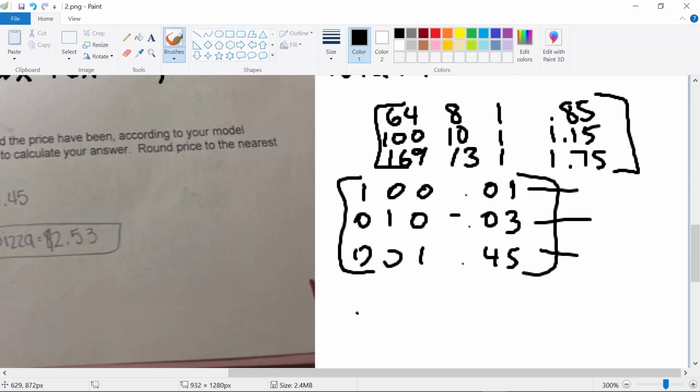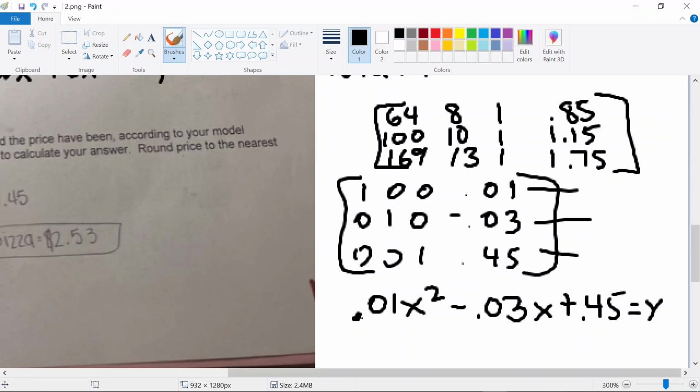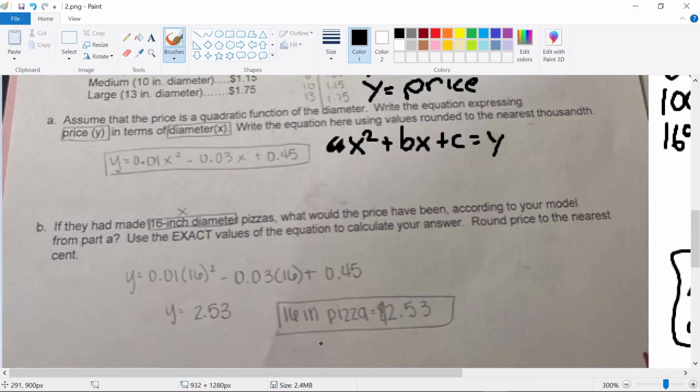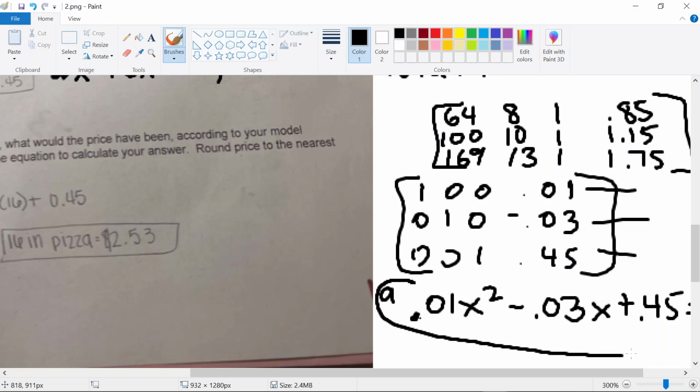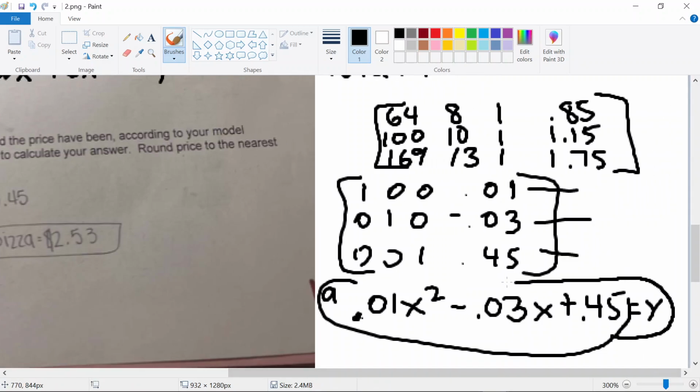So it's going to be 0.01x squared minus 0.03x plus 0.45. AX squared, A is 0.01 times x squared, plus BX, B is negative 0.03, so minus 0.03x plus 0.45 equals your price. So that's the particular equation, and that is part A. There we go, equals y.